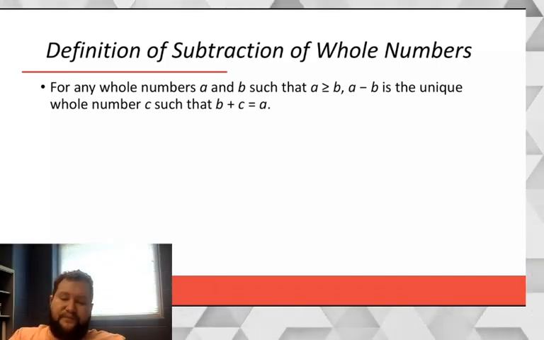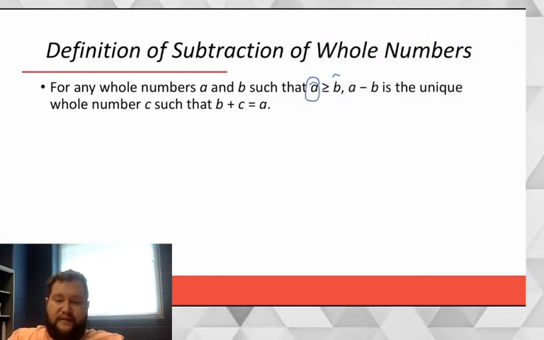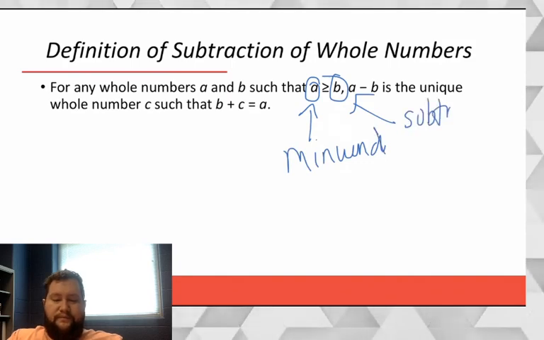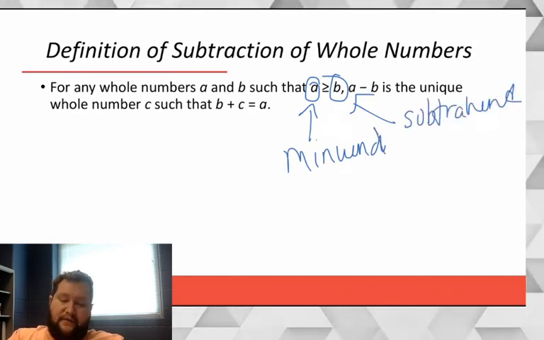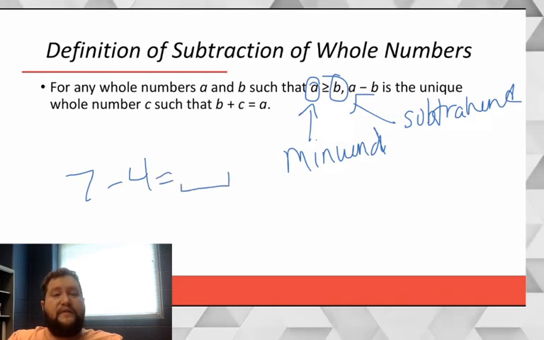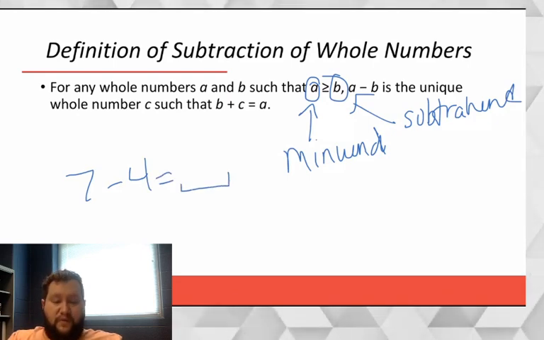What does that mean? So I need two numbers, one bigger than the other. So a is our minuend, b is our subtrahend, and we have, say, 7 minus 4 equals something. And so this definition of subtraction says, well, a minus b is that unique whole number c such that 4 plus c is equal to 7.